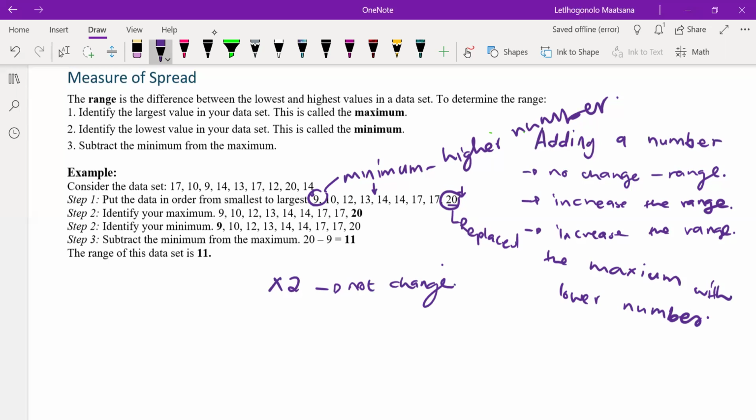Only if you multiply some and not all will your range change. If you multiply the ones below, you will get higher numbers, changing your minimum. If you multiply the ones above, you will get higher numbers, which will change your maximum, right? So on this side, if you multiply the first 3 numbers with something, it will definitely decrease the range. And if you multiply the upper part with something, it will then increase it.